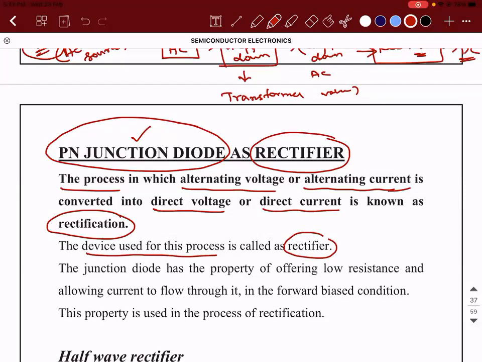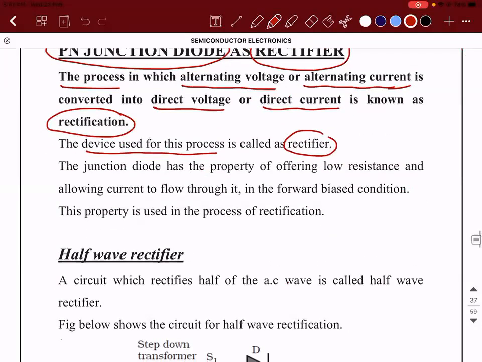Let me explain how it happens. We know that the junction diode has the property of offering low resistance and allowing current to flow through it in the forward bias condition. This property is what is used in the process of rectification.